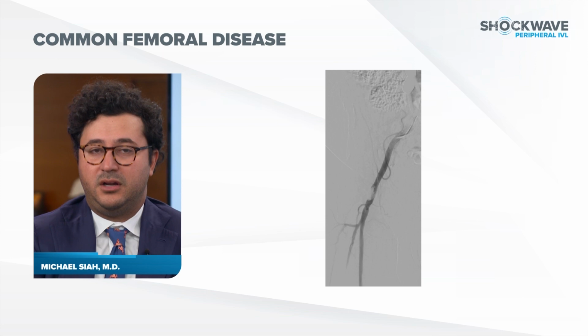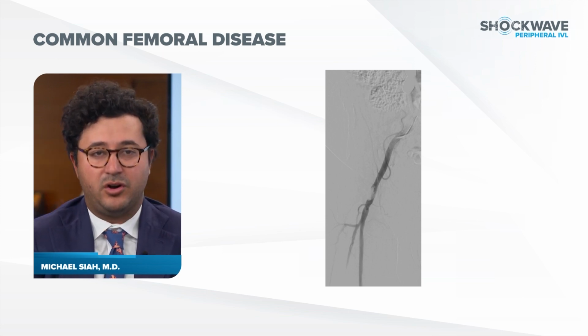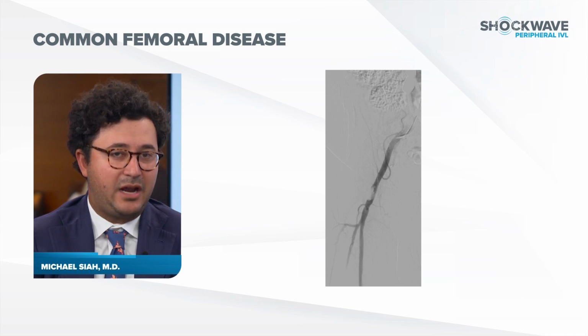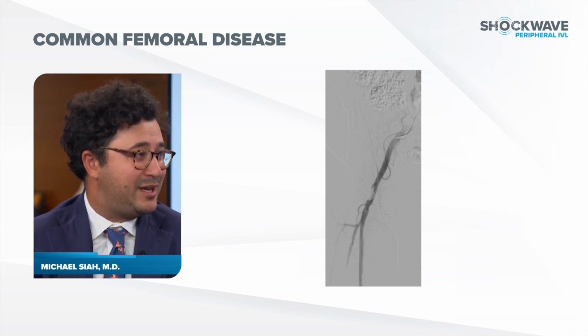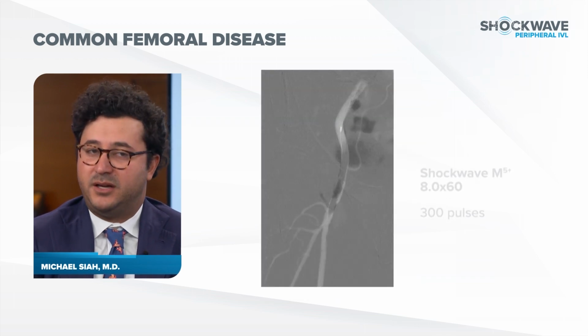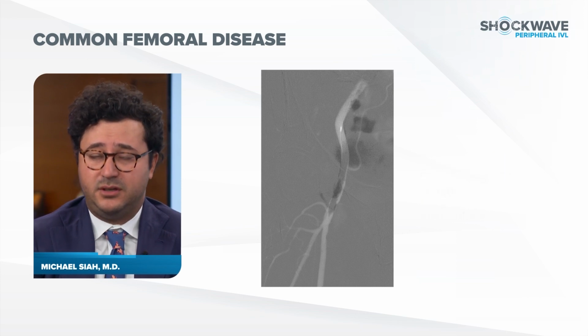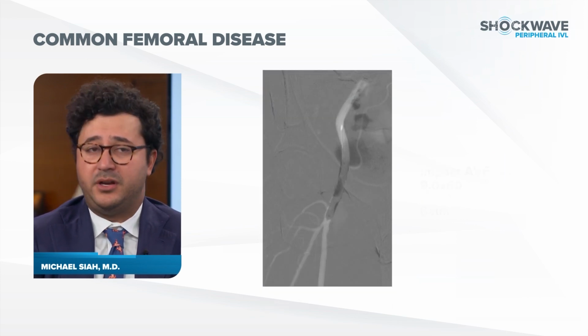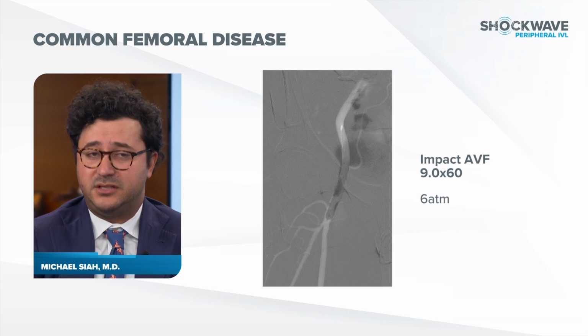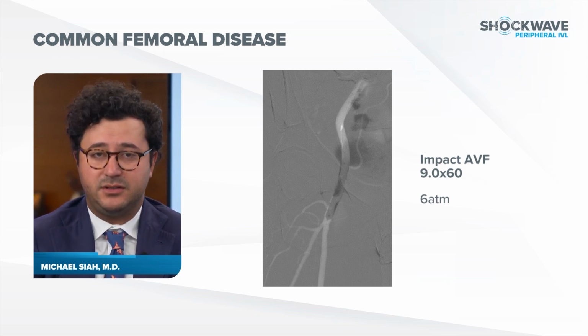You can see here, it's a pretty gross-looking exophytic plaque in that common femoral artery, distal to the profundifemoris and the superficial femoral artery. And I'm going to be honest, I was a little hesitant. I wasn't entirely sure how good any percutaneous technology would work in this type of environment. But sure enough, M5 plus, 8x60, 300 pulses, taken to 4 atmospheres. Followed that up with an Impact AV DCB, one of the larger diameter ones. Love it. 9 millimeters, 6 atmospheres.